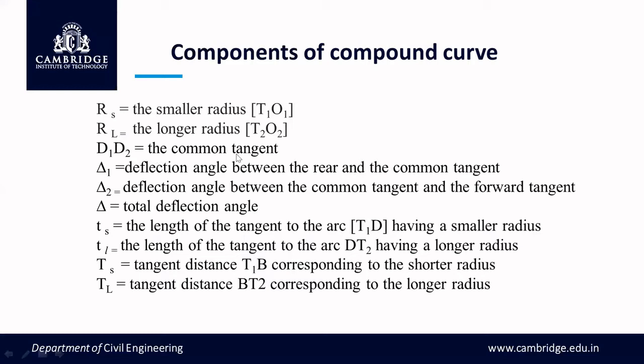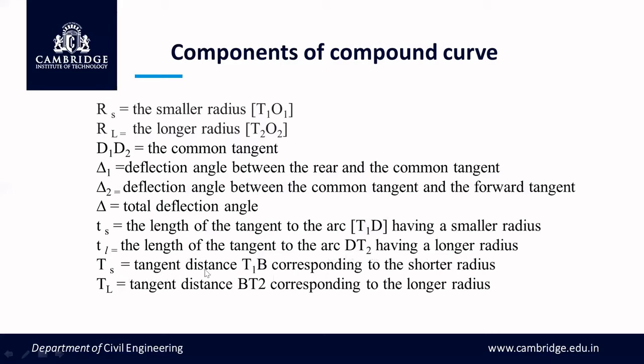D1D2 is the common tangent. Delta 1 is the deflection angle between the rear and the common tangent. Delta 2 is equal to the deflection angle between the common tangent and the forward tangent. Delta is equal to the total deflection angle. Ts is equal to the length of the tangent to the arc T1D having a smaller radius. TL is the length of the tangent to the arc DT2 having a longer radius.